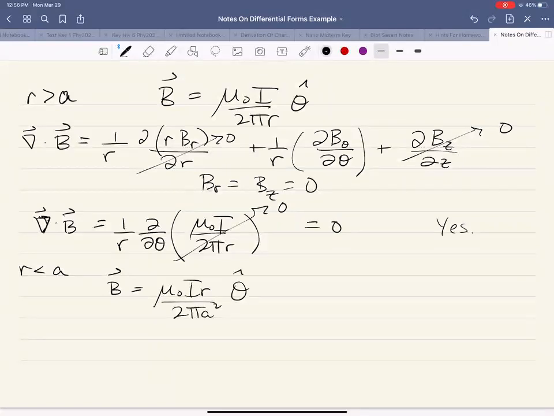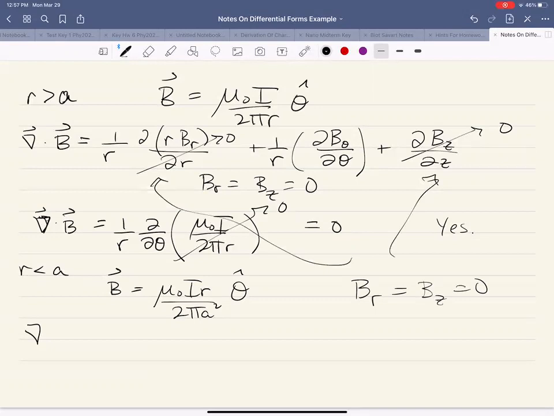Okay, yet again, B_r is equal to B_z is equal to 0. There are no r hat and z hat components here. So we can just not write the portions where we have the derivatives with respect to B_r and B_z. Those are going to be 0 again, right? So we don't need to worry about that.